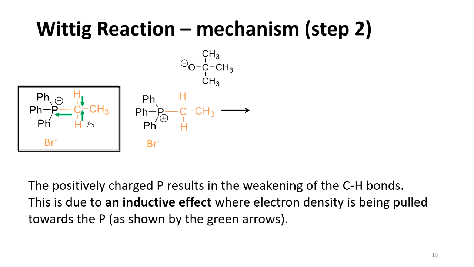So again, how do I draw my arrows to show the base removing one of the protons? How many arrows do I need to draw? Anybody? Two arrows, one going from the CH bond to the central carbon, and one from the oxygen to the hydrogen. Wonderful, great.